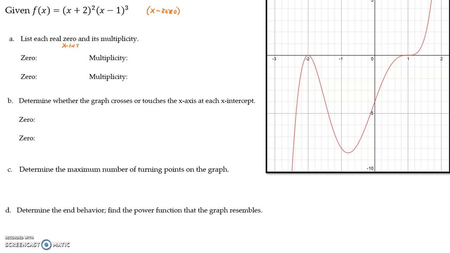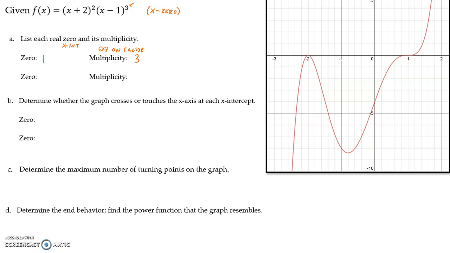So the easy one to look at is the set of parentheses that has the x minus 1. If it's in the form x minus our zero, then one of our zeros, or one of our x-intercepts, is going to be a 1. Multiplicity refers to how often that zero occurs, and this multiplicity is going to come from our exponent on the factor, which is the set of parentheses. So in this case, that zero is going to occur a total of 3 times.